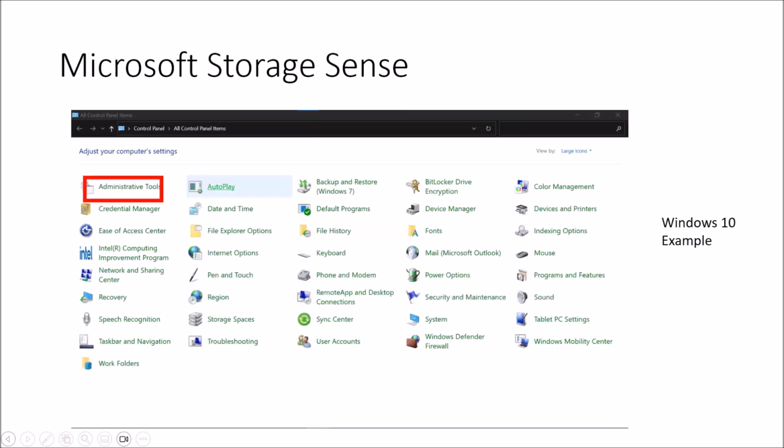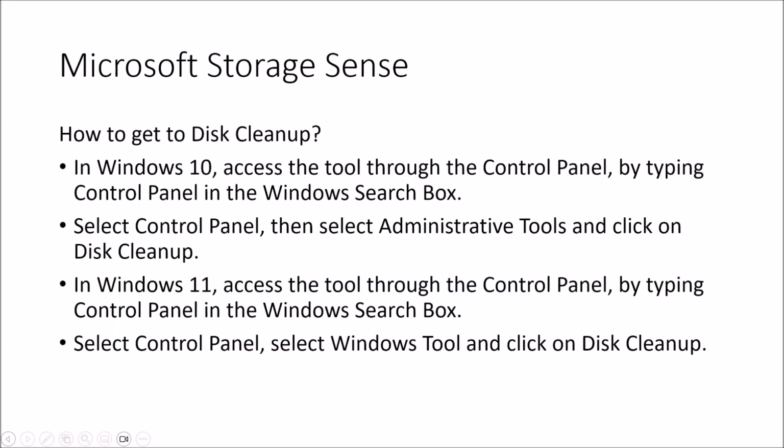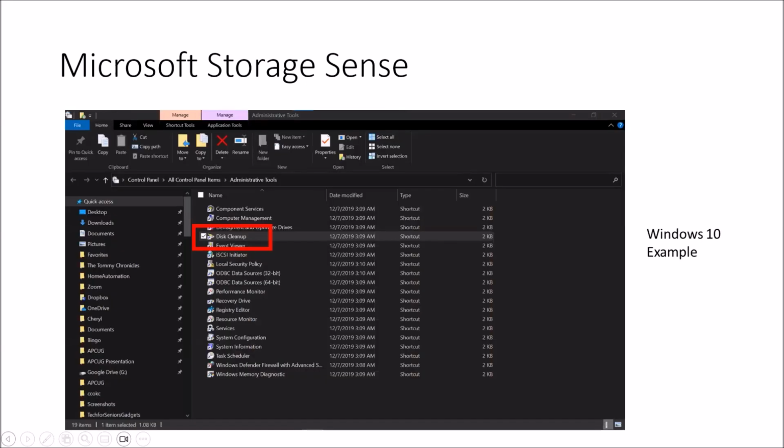So this is Windows 10. After you've gone to the Control Panel, you want to go to Administrative Tools. And then when you select Administrative Tools, you'll get this window, which will take you to File Explorer, and then you select Disk Cleanup under Control Panel, All Control Panel Items, Administrative Tools.